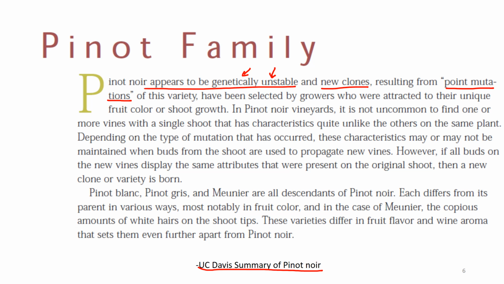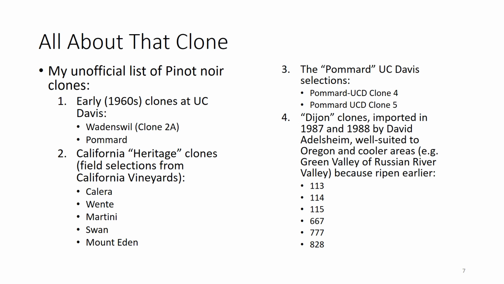So these are all the same species. They're all Pinot Noir, but each one has slightly different characteristics, and some growers like some characteristics and some winemakers like other characteristics, and some clones fit better in one type of climate and some clones fit better in another. So one of the challenges is fitting the right clone to the right site. Here's my unofficial list of Pinot Noir clones. I just grouped them into 4 categories.